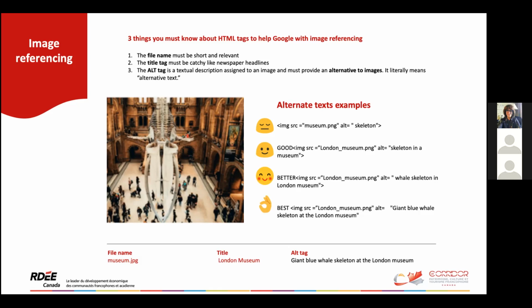Here are a few examples, from a not so good alternate text example to the best alternate text example. I'm not going to run through it with you, but you can see that people are going to find what you write. And of course, the best is also the one with the long tail again, because you want people to know that your image is at the London Museum and it's a giant blue whale skeleton at the London Museum, which is much better than just skeleton or whale. So people that do want to see a giant blue whale will know exactly where to go.